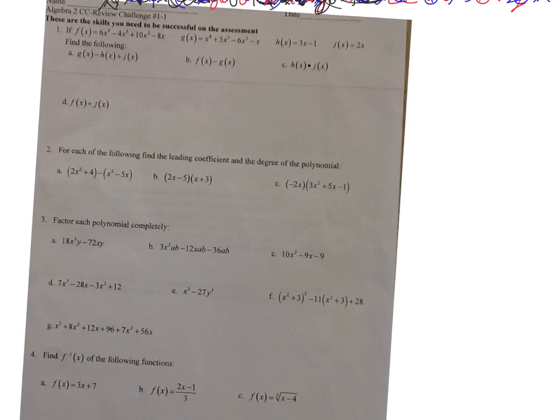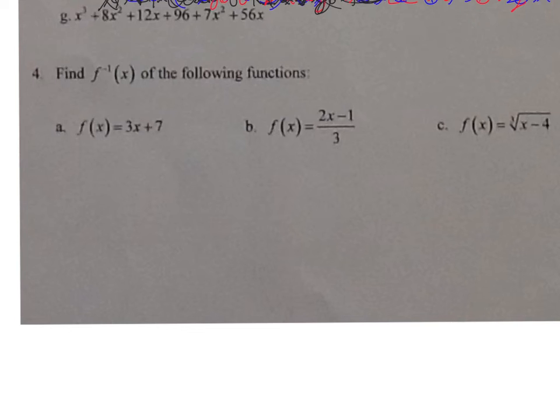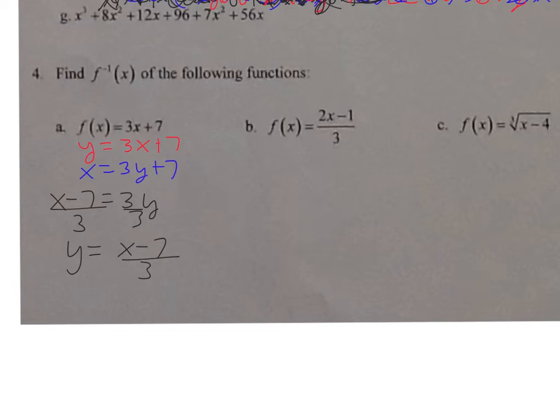Okay, so number 4 is to find this here. So remember, this means inverse. All right, so let's start with number 4a. Remember, inverse means to switch x and y, so I'm going to first start by changing this to y equals 3x plus 7. Change x and y, switch them, x equals 3y plus 7. Now solve. So minus 7, I get x minus 7 equals 3y, and divide by 3. I get y equals x minus 7 all over 3. And remember, just write it using the inverse. The inverse of f of x equals x minus 7 all over 3.